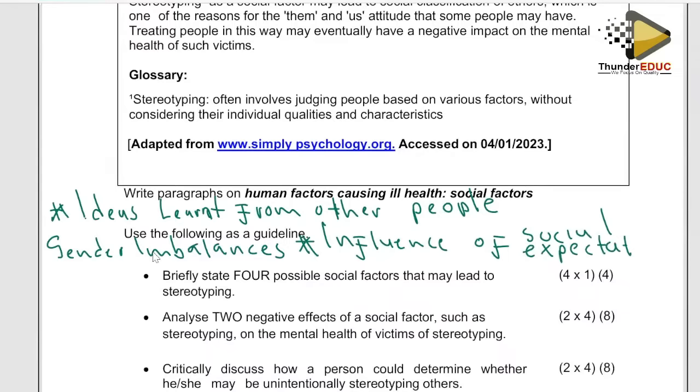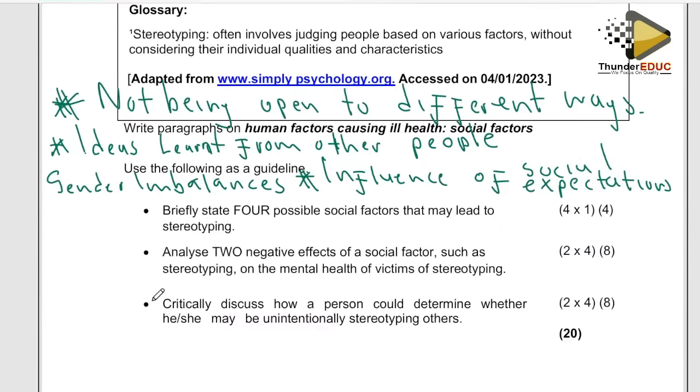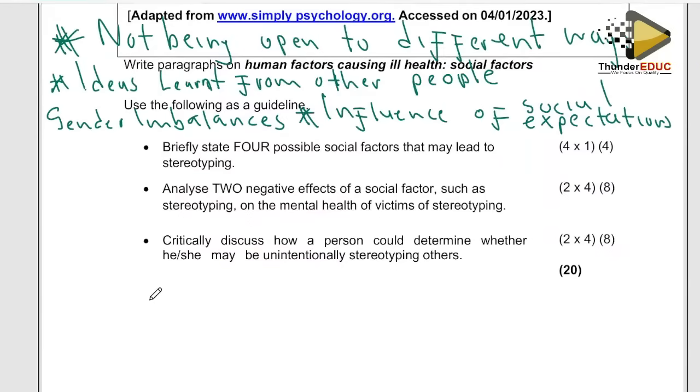Influence of social expectations. Then in addition to that, we can also say that not being open to different or new ways. There are some people who are not open to different ways. When you close yourself to new things, not being open to different ways. So these are some of the possible social factors which can lead to stereotyping.